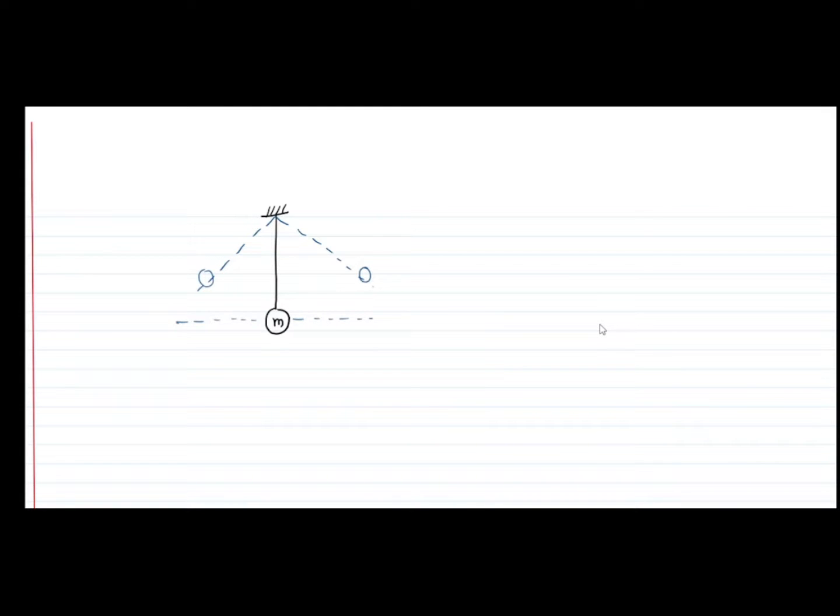When the system is at this position, the total energy will be in terms of kinetic energy. When the system is here, the total energy is in terms of potential energy. For a given intermediate position, at angle theta, the total energy will be a combination of potential energy and kinetic energy. So I am going to apply the principle of conservation of energy to derive the equation of motion of this system.